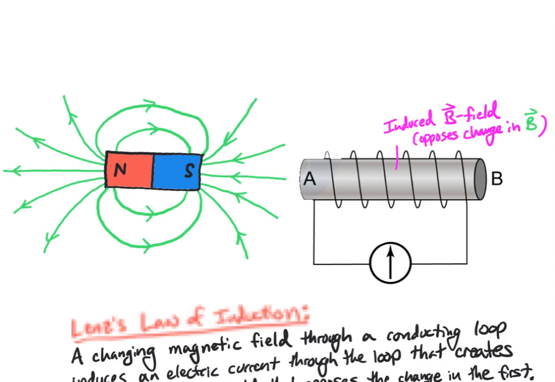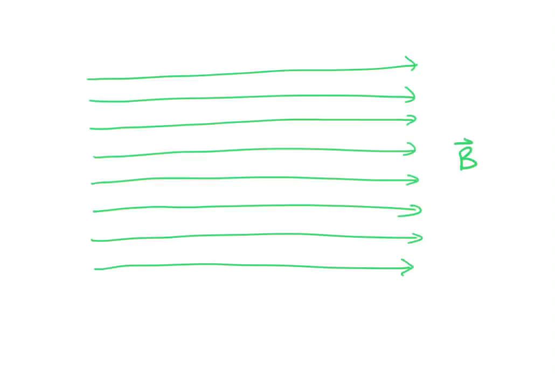To give a clearer example, let's consider a region in which there is a uniform magnetic field pointing to the right. If I draw a window, and here it's a perspective view, so the window is oriented perpendicular to the screen, we can see that a certain number of lines are passing through my window.